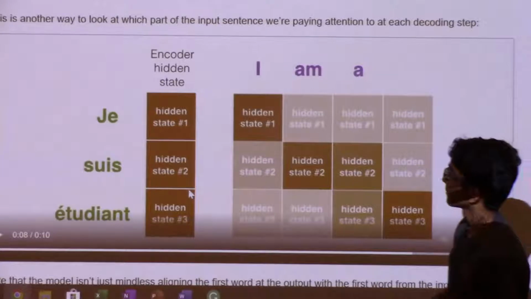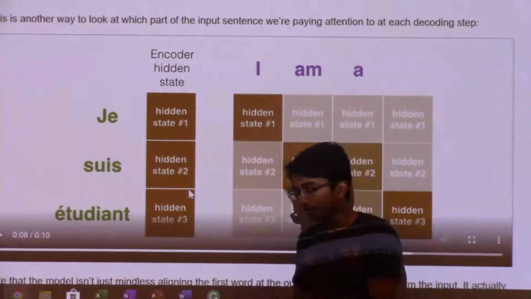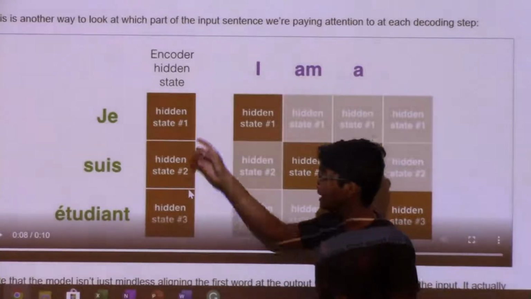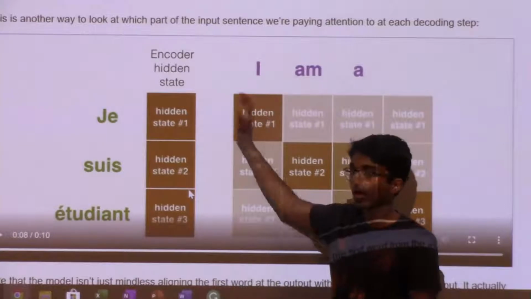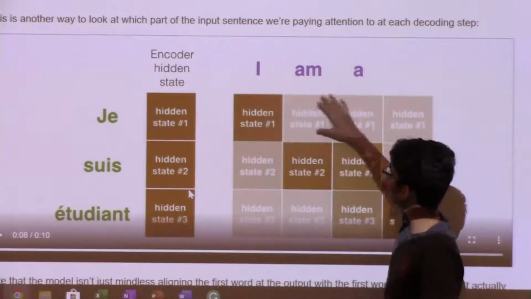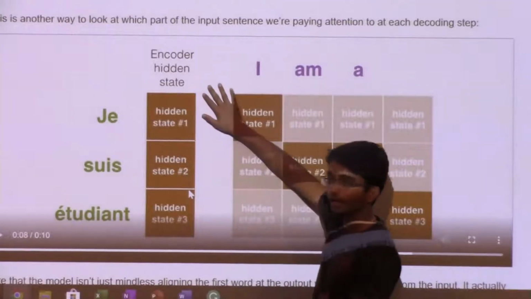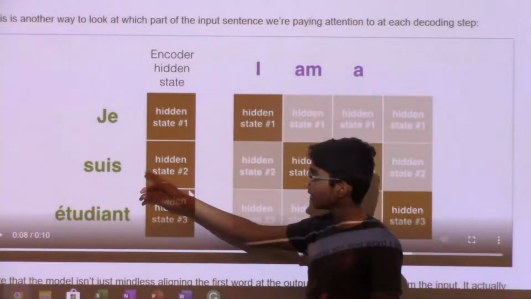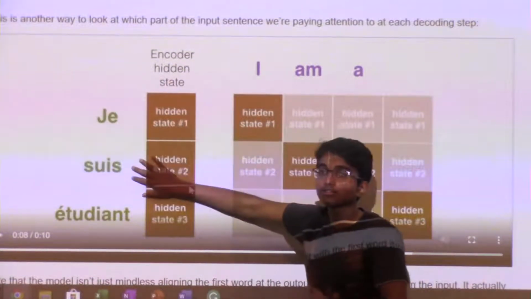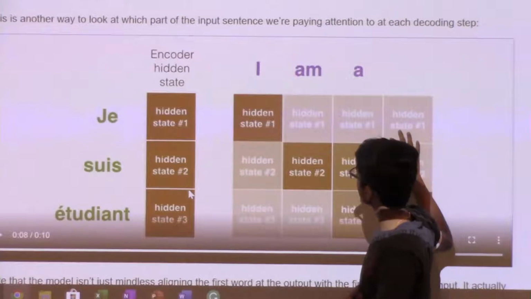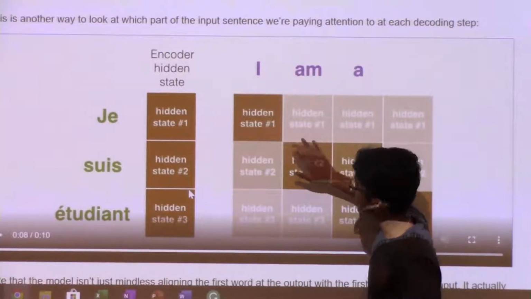Essentially, they're based on the context. So I've said 1,000 words before. Based off of this context, je means I. Je could mean I am a, but based off my current hidden state, which represents the context, it means I. Now, suis, based off the hidden state or the context of both je and suis, it could represent many different things, but it most likely represents am.